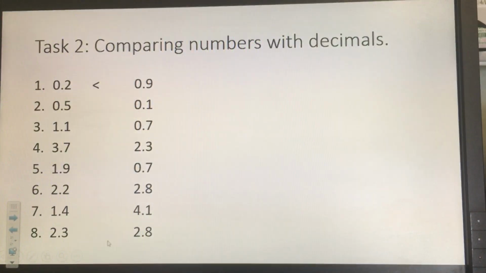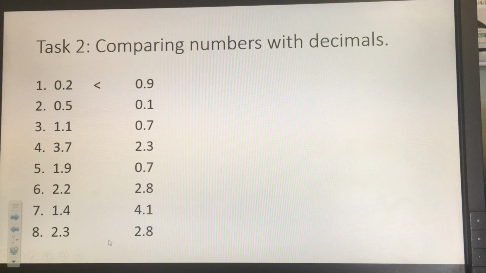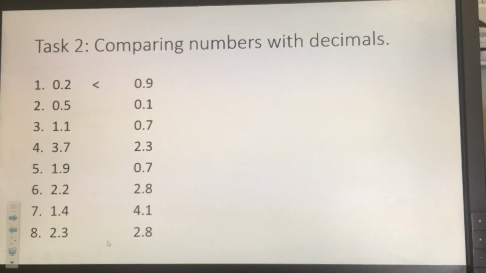Again, either write them into a Word document to copy into eSchools or on a piece of paper to take a picture. After you've done this, there is the optional challenge of going on to Mathletics to complete the Comparing Decimals activity.